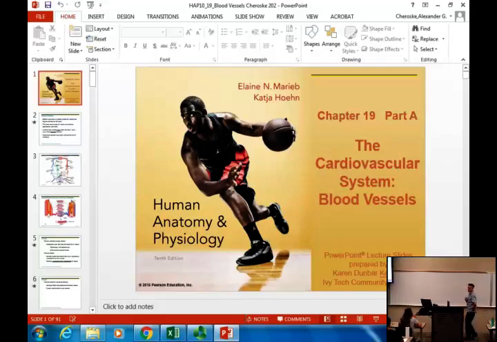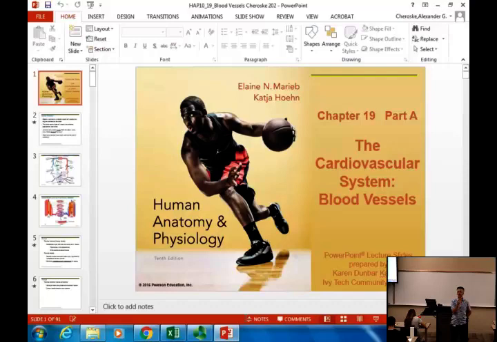Layers of the heart. Layers of the heart? Okay, so if we were talking about layers of the heart, how many layers of the heart do we have? 3 layers of the heart. So we've got an epicardium, which is on the outside. We have a myocardium that's on the inside. And then we have an endocardium that is on the very inside, right?